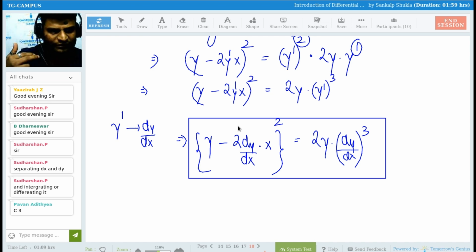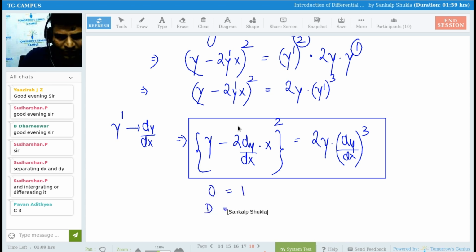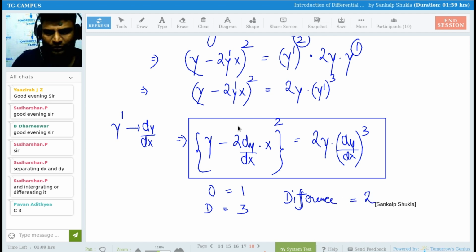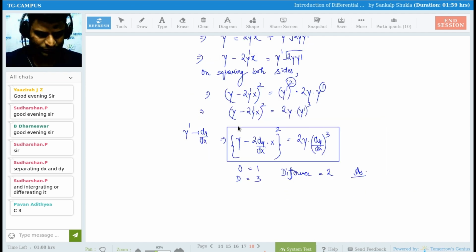So what is the difference of 3 and 1? Difference is 2. Order is 1, degree is 3. So the difference will be 2. So 2 is the answer. And now don't write minus 2. If you talk about difference, it obviously means greater minus smaller. So whichever of the two is greater, just put that first. Try to copy this question.